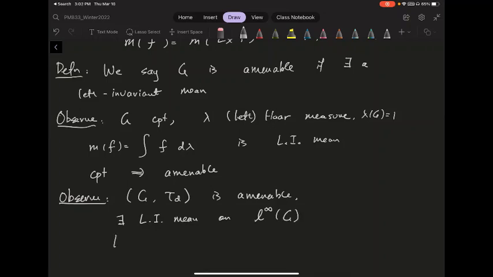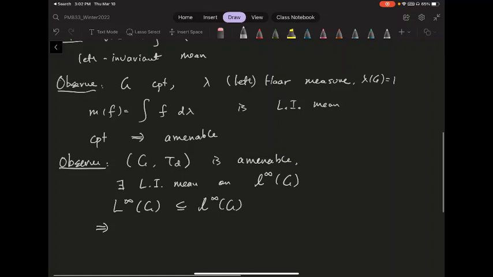Suppose G comes with some other locally compact Hausdorff topology, then the big L infinity is going to be contained in the little L infinity of G. And so the constant 1 function on the little L is also the constant 1 in big L. So if you have a left invariant mean on the little L, it's also a left invariant mean on the big L. So automatically G is also amenable with whatever topology you begin with. So oftentimes we just put a discrete topology on G and see whether it's amenable. If that's amenable, then whatever topology you put there is automatically also amenable.